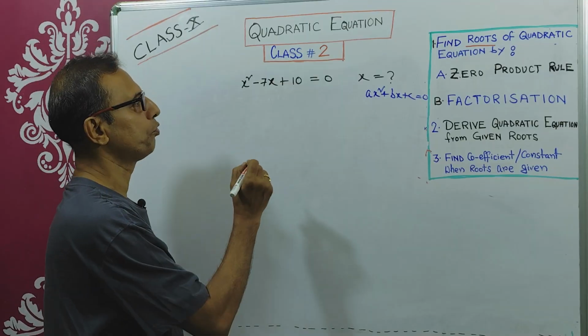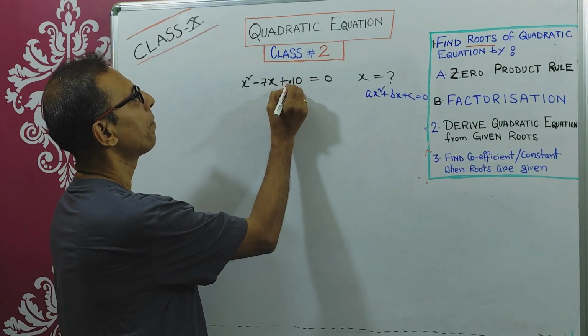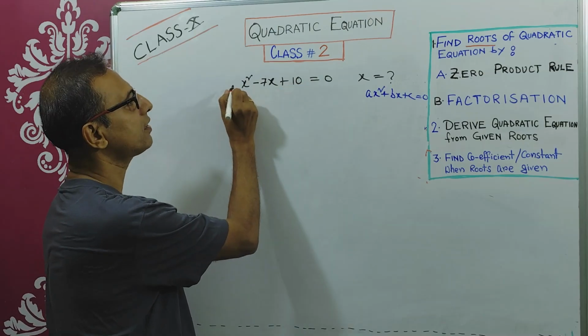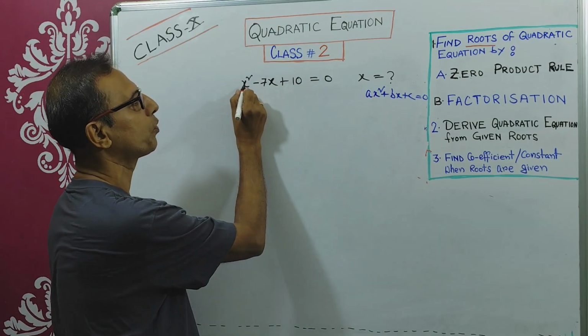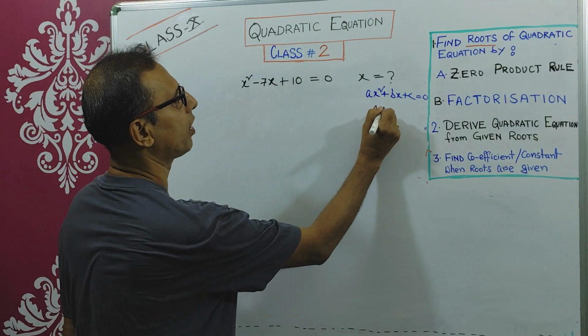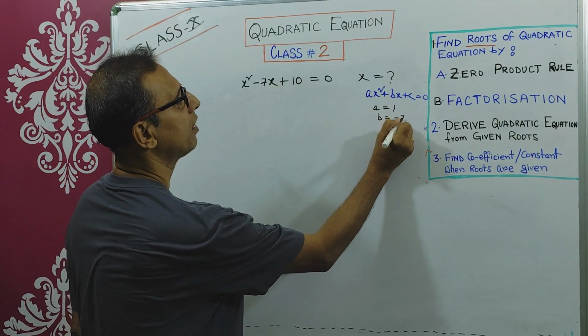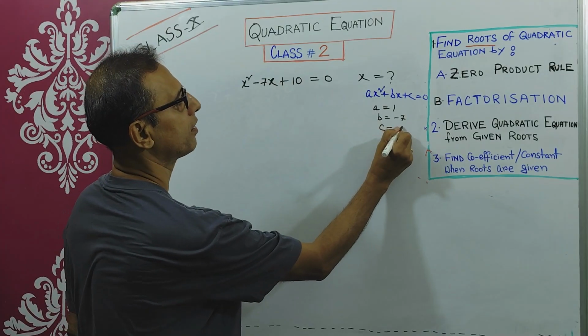Now what you need to do, this is 10. You need to multiply. The coefficient of x square is a. Here a equals to 1. Here b equals to minus 7. And here c equals to 10.